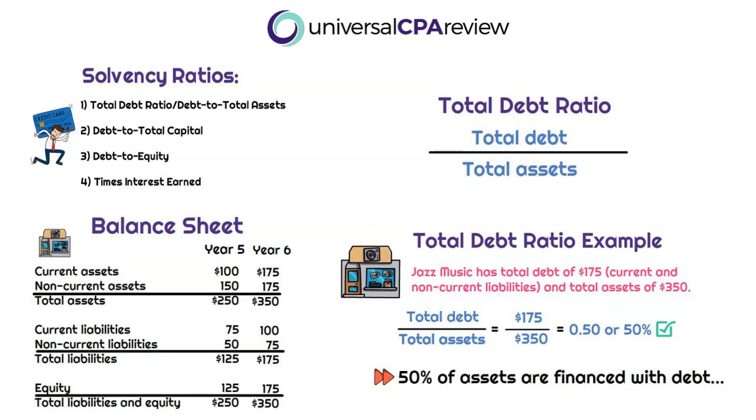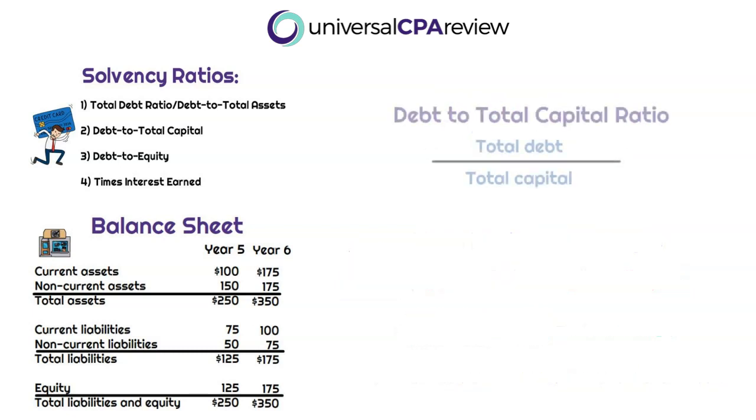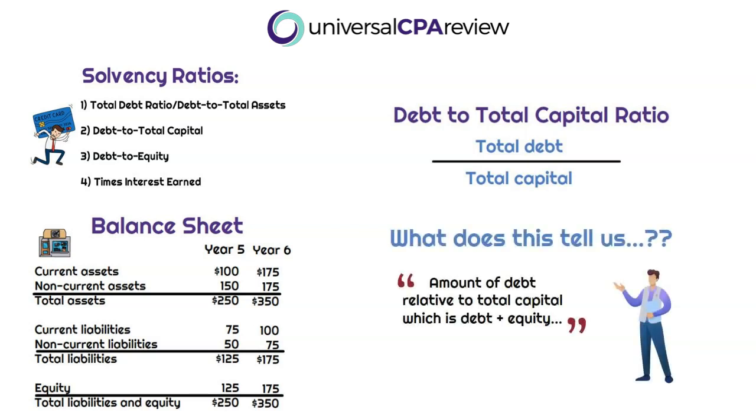I can't tell you if that's super risky or not. We would have to compare that to other companies in the industry, but that is how we interpret that ratio. Next up is debt to total capital. The ratio here is total debt divided by total capital, and this tells us the amount of debt an organization has relative to its total capital. So the key thing here is to understand total capital.